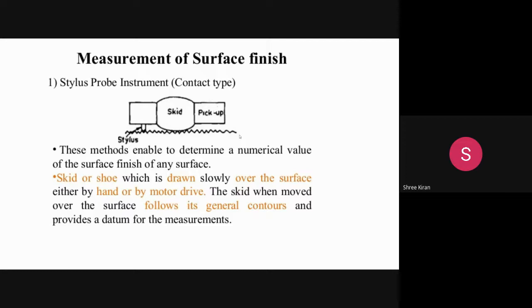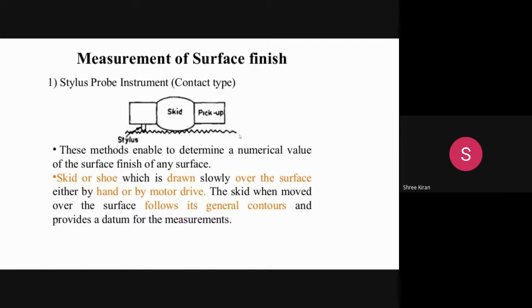In this method, we can determine a numerical value of the surface finish of any surface. Then there is the skid or shoe, which is drawn slowly over the surface, either by hand or by a motor drive. The skid, when moved over the surface, follows its general contours and provides a datum for the measurement.